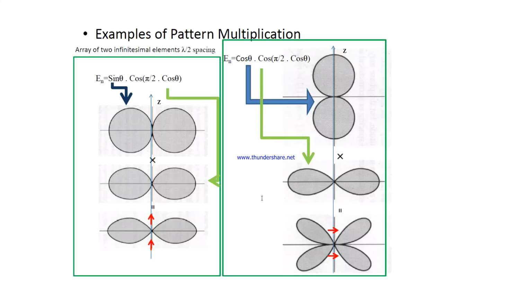This is an example of pattern multiplication where an array of two infinitesimal elements with lambda by 2 spacing is present. When one antenna element is considered, En is given as sin theta times cos of pi by 2 cos theta. Sin theta is given by one element, whereas cos of pi by 2 cos theta is the multiple elements. So sin theta gives a waveform like this.